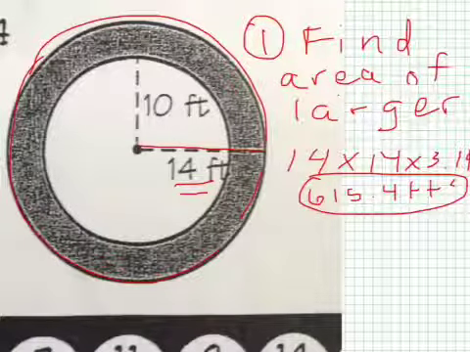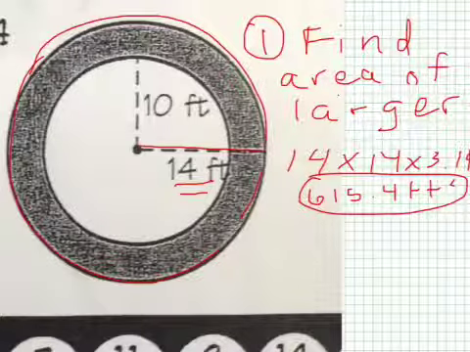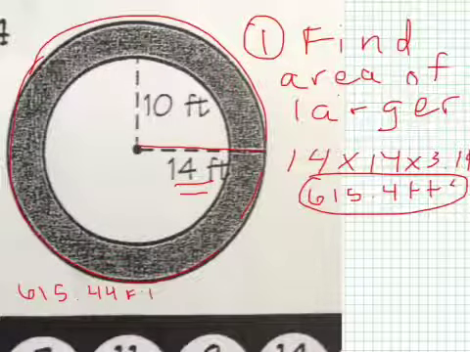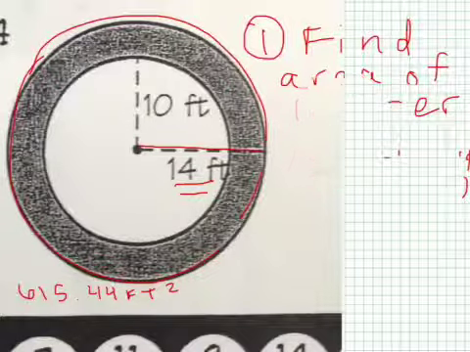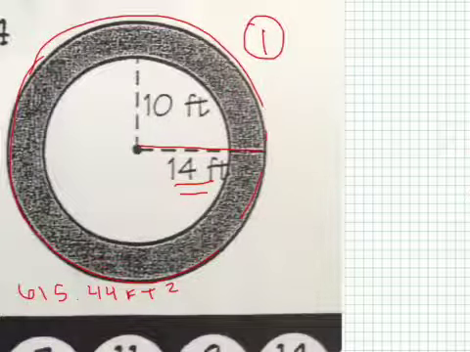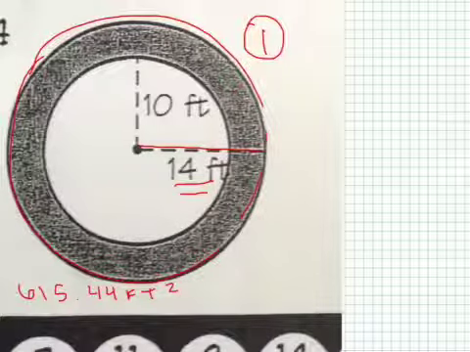Alright, step two. Remember, we had to find the area of the smaller circle. Alright, so to find the area of the smaller circle, I'm just going to write that 615.44 feet squared down here. Alright, smaller circle, hopefully you can see that the radius is 10 feet. Alright, and why don't you pause this right now and try to find the area of the smaller circle. Here we go. So why don't you pause the video right now.